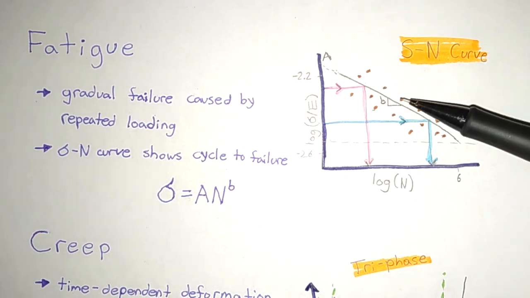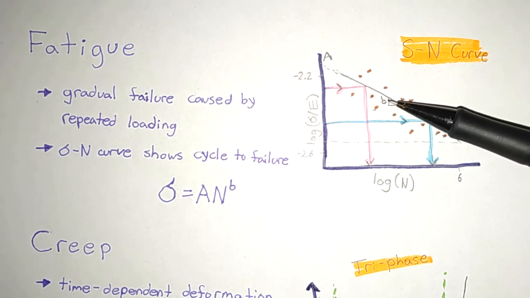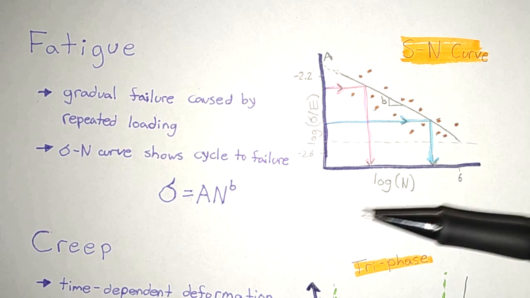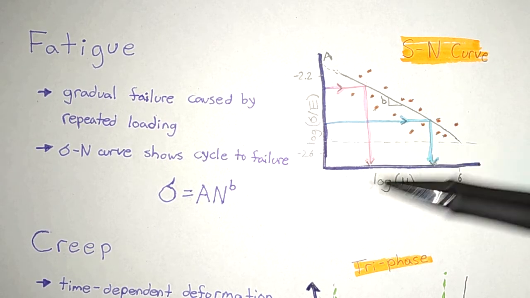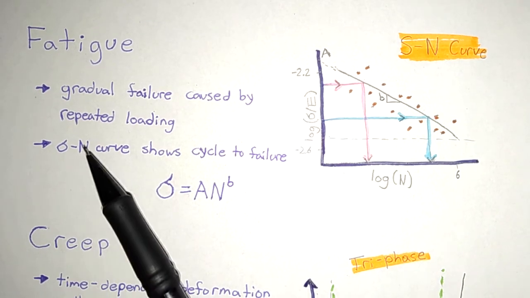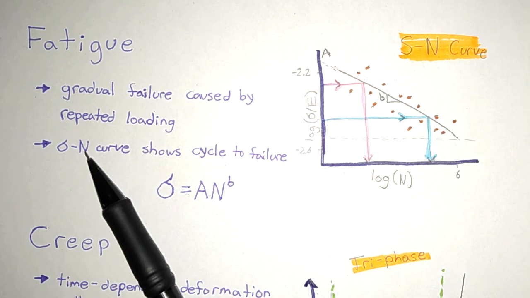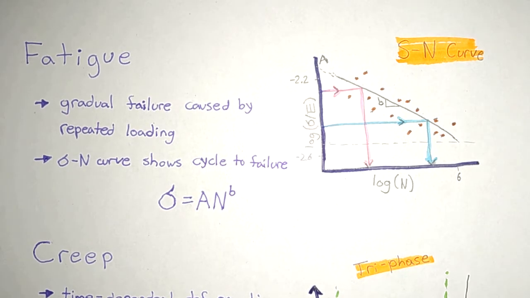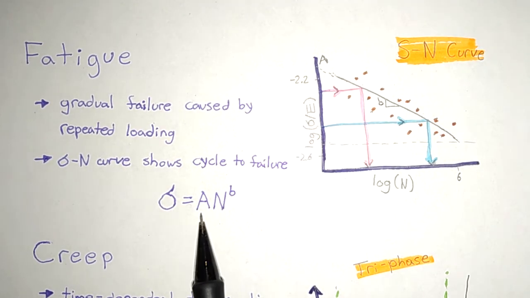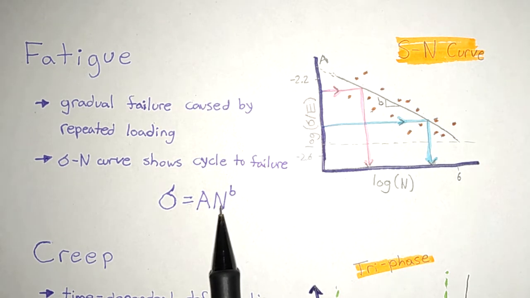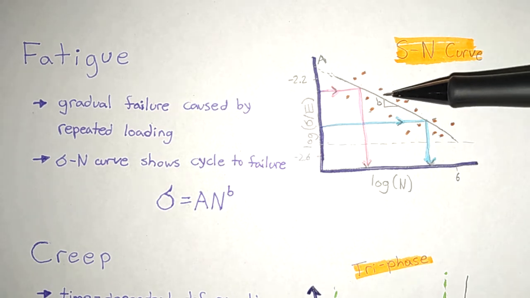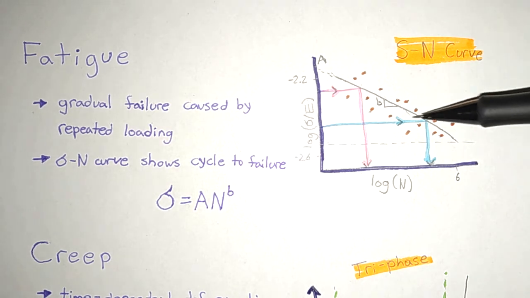And we can calculate how long a material, in this case a bone, can withstand that repeated loading at a given stress, how long it can stand it until it fails. We call this the SN curve, the stress versus cycles curve, and it shows the cycles to failure. The formula is the stress is equal to A times the number of cycles to the power of B. We can see B here is the slope of the line.